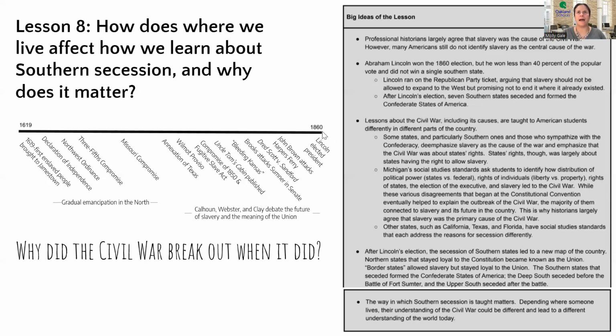So you can see by lesson 8, they've taken a look at the Wilmot Proviso. They've looked at the Fugitive Slave Act, the Compromise of 1850, Uncle Tom's Cabin, Bleeding Kansas. They've moved all the way up to almost Lincoln being elected president, and that's where this lesson picks up.